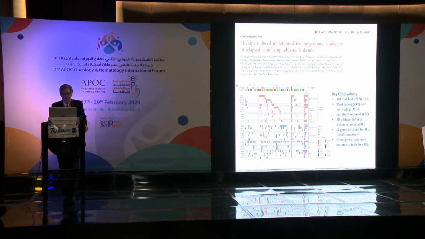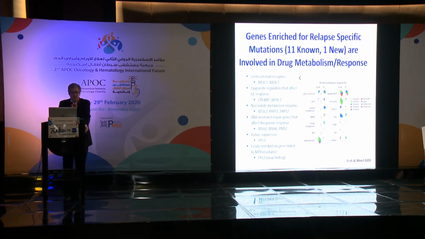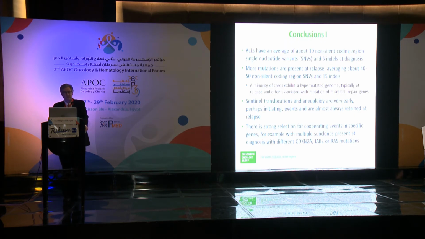But they found 12 genes were enriched for relapse-specific mutation. And they also identified other genes that were commonly mutated at both diagnosis and relapse. When you look at these 12 genes that were enriched for relapse-specific mutations, 11 of which had been described previously and one which was new, all of them were involved in drug metabolism or response to drugs. So we had abnormalities in corticosteroid receptors, epigenetic regulators that affect glucocorticoid response, nucleotide metabolism enzymes, DNA mismatch repair genes that also affect thiopurine metabolism, the tumor suppressor gene TP53, which affects response to chemotherapy, and a new gene, FPGS, that affects folate metabolism. So what do we conclude from these studies?